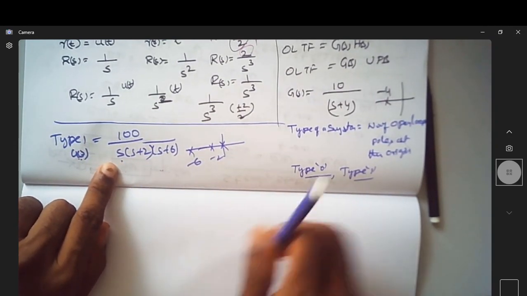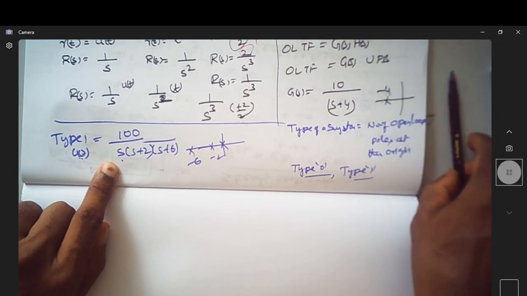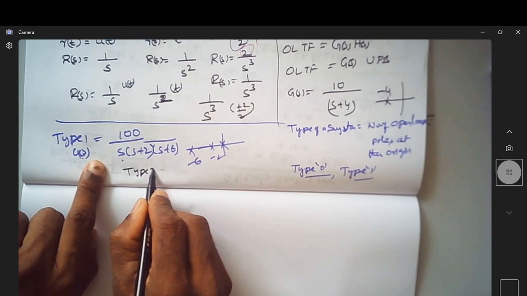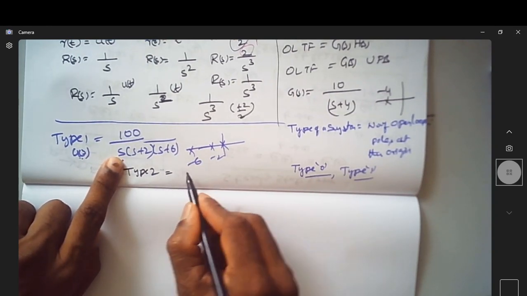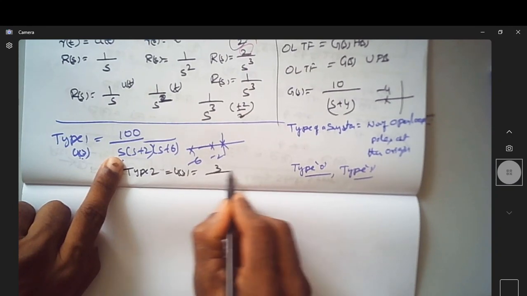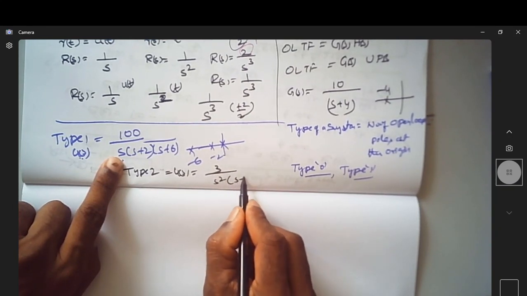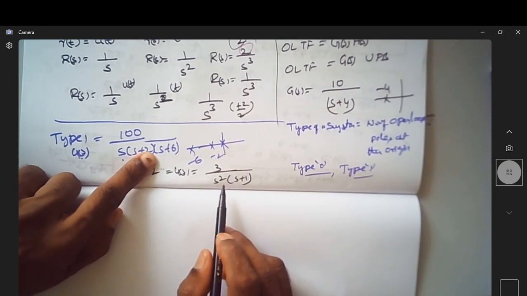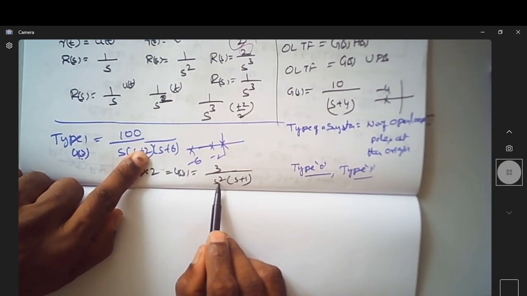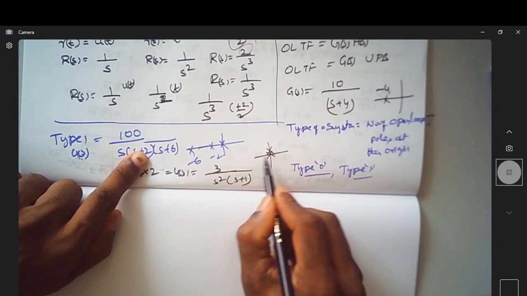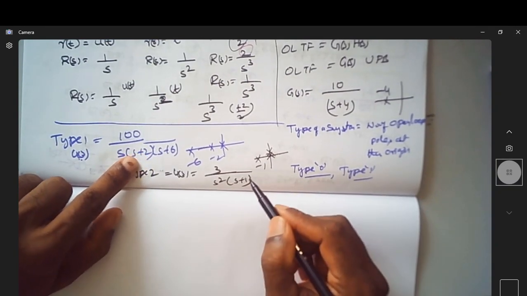Similarly, if I want to write it for a type 2 system, this G(s) can be maybe 3 by s square into s plus 1. Now if you see here, how many open loop poles are there at the origin? It's 2 open loop poles. So you have repeated poles at the origin, and you have one at -1.